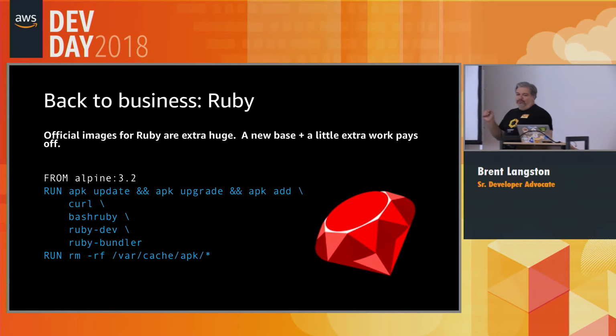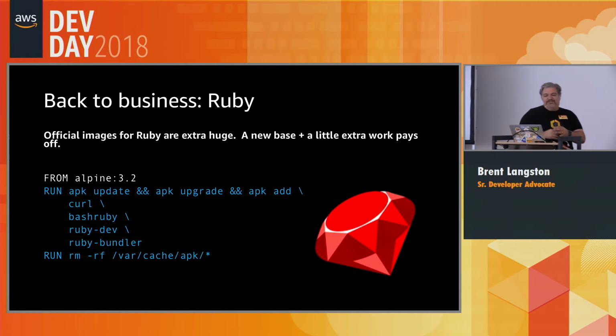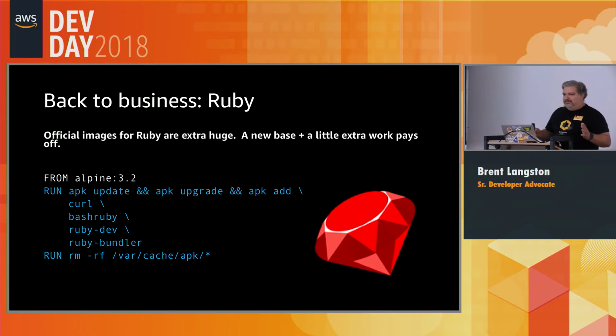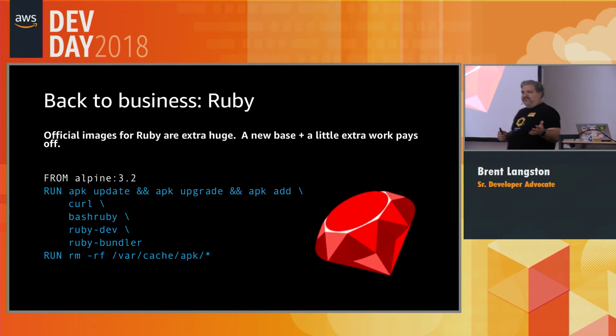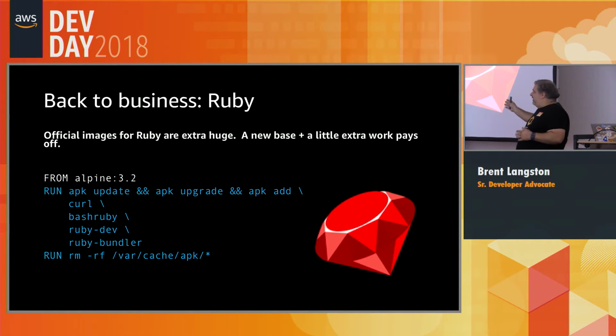Okay, Ruby. Official images for Ruby are huge. I don't know why. But if you just change out the base image from the official one, it can pay off huge dividends. So you can see in this Dockerfile, we're starting with Alpine 3.2. Instead of starting with the official Ruby image, start with Alpine. You know your starting point is 4 megs.